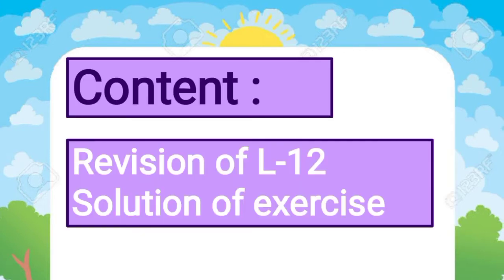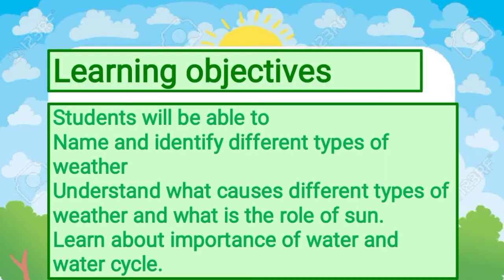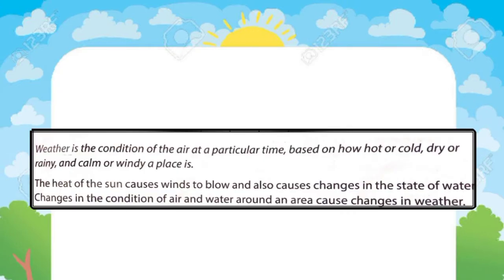Today we will understand lesson 12, Air, Water and Weather, and will solve the exercise of lesson 12. This lesson will help you to name and identify different types of weather, to understand what causes different types of weather and what is the role of the sun, and to learn about the importance of water and the water cycle. So let's understand what is weather.